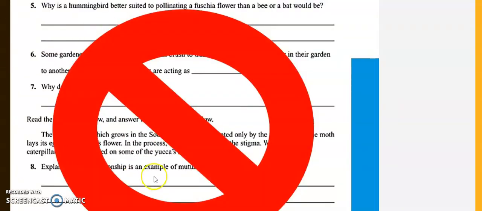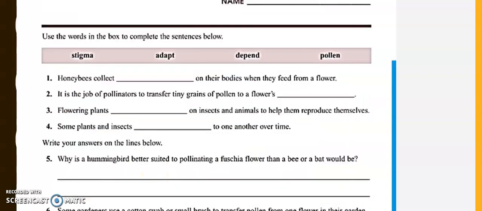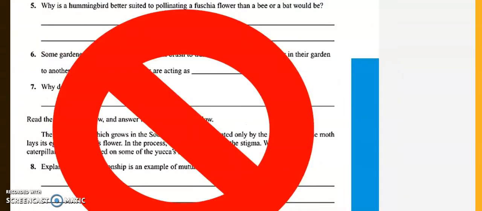So, the second part of the classwork, you're not going to do it. I told you that you were not going to do it. So, why do plants need to be pollinated? You're not going to answer these questions of lesson 4.